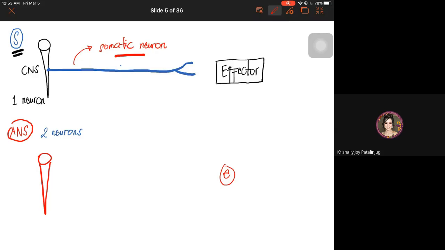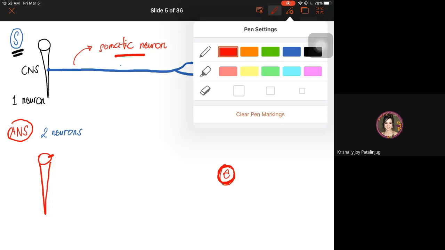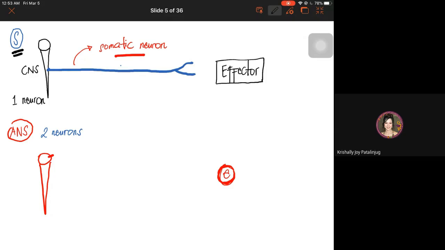So, example, ulit, this is the brain. You have the brain here, and then you have the spinal cord, and this would be the effector organ. Then we have neuron 1. Ito, this would be the neuron 1. And we have the neuron 2.